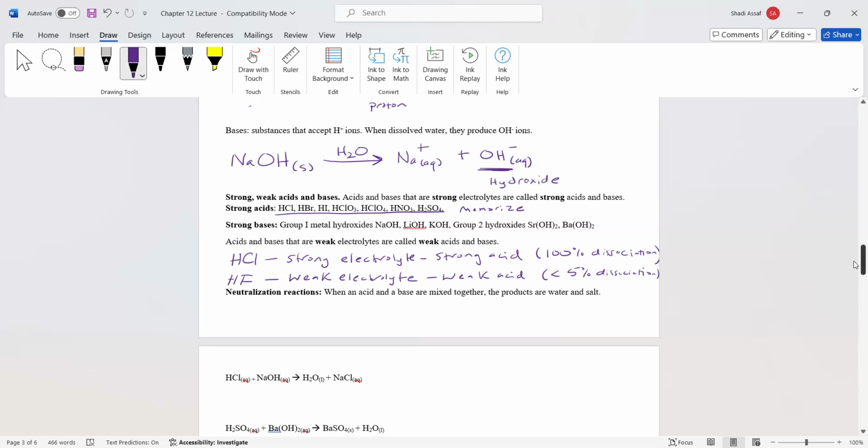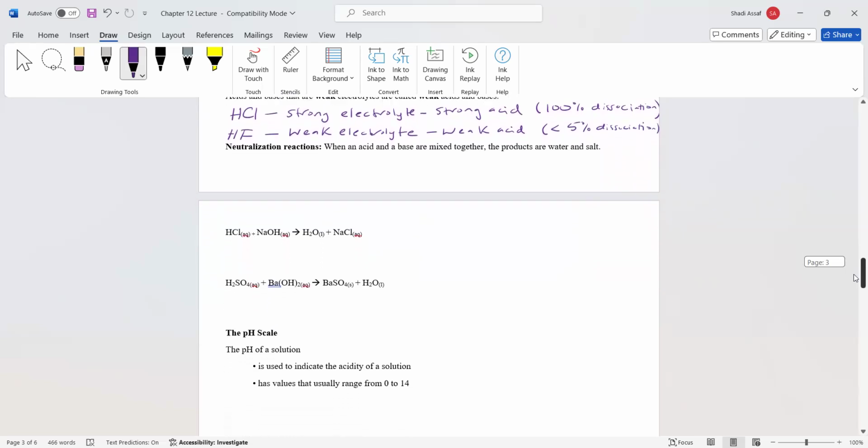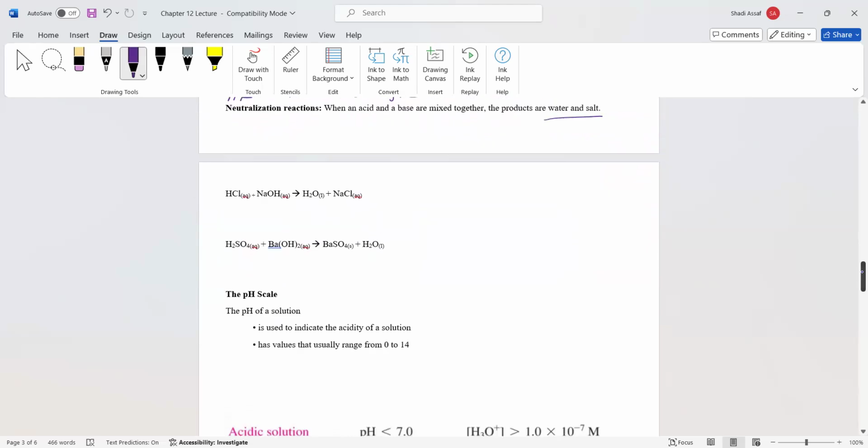Very well. So we have something called neutralization reactions, and this happens when you combine an acid and a base. And when you combine an acid and a base, you produce water and salt. So if I bring now the strong acid, in this case, hydrogen chloride, and combine it with sodium hydroxide, this is your acid, this is your base. They will neutralize each other and they will make water and salt. In this case, table salt. It doesn't have to be table salt, of course, depending on which acid and which base you're using.